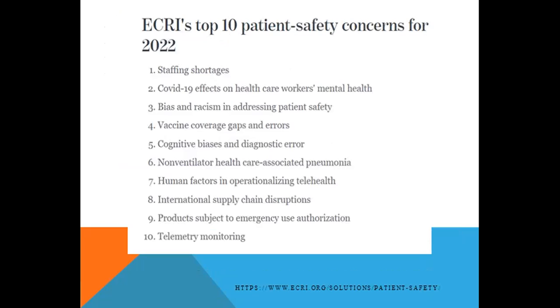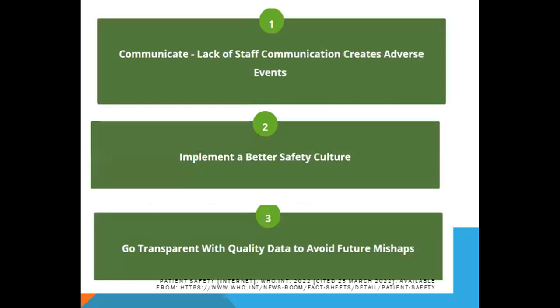According to a recent emergency care review, ECRI, which is a US big data organization, collects data on the top 10 safety concerns every year. For 2020, the list includes: number one, staffing shortage; two, COVID-19 effects on healthcare workers; third, bias and racism in addressing patient safety; four, vaccination coverage; five, cognitive biases; sixth, non-ventilator hospital-associated pneumonia; seventh, human factors; eight, international supply chain disruption; nine, products subject to emergency use; and tenth, telemetry monitoring.